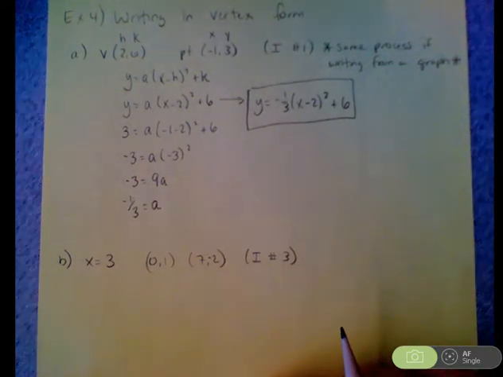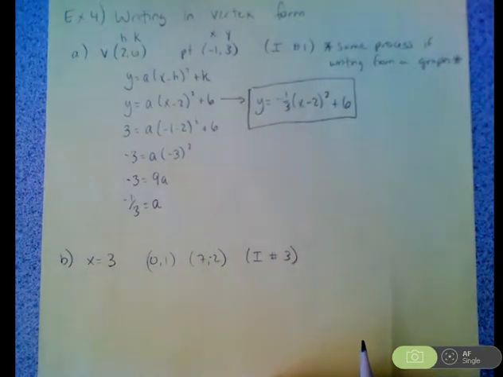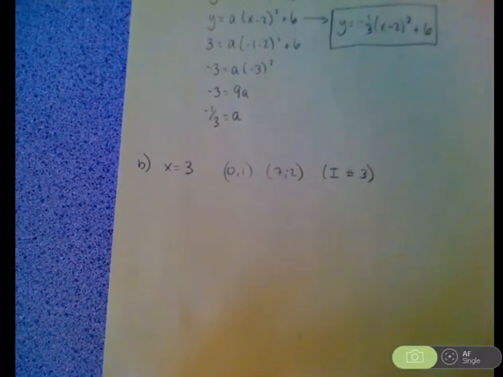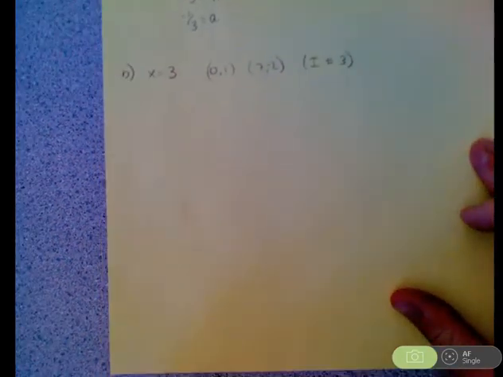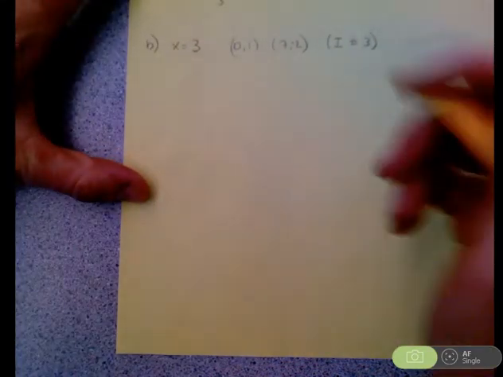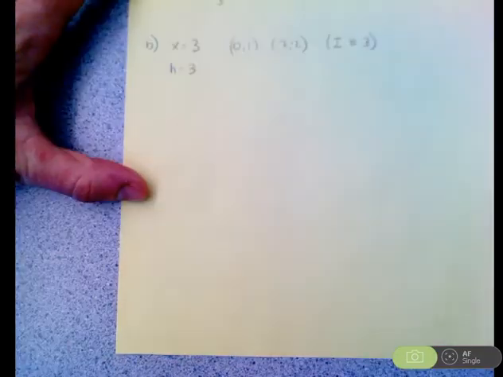Writing in vertex form from the axis of symmetry and 2 given points. This is going to be slightly longer, so let's move this up here. So this is the axis of symmetry right here. It's also our h value, right?